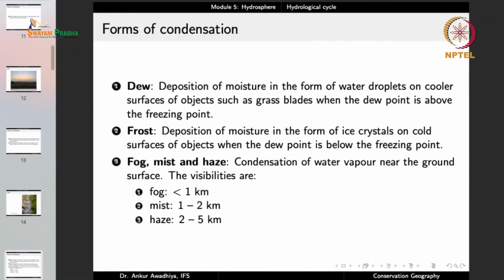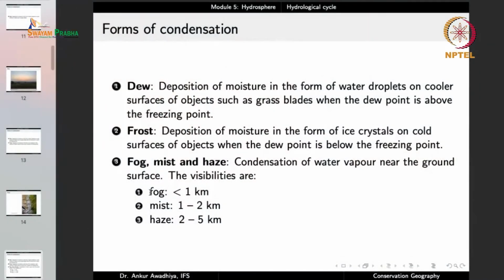Next we have fog, mist and haze, which is condensation of water vapor near the ground surface. And this typically happens very similar to the formation of clouds. So in this case, the water condenses on dust particles or, say, pollen grains or smoke particles very near to the ground surface. So you have a cloud that gets formed near the ground.